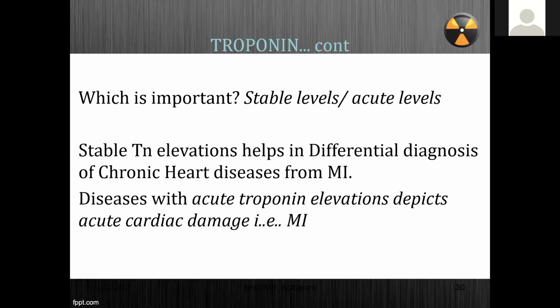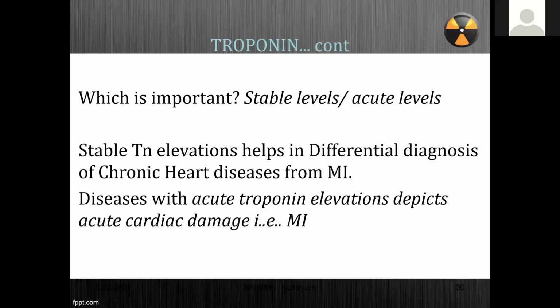A sharply raised level in a patient with a history of chest pain, with ST elevation MI and increased troponin levels, you can blindly say MI. A patient with chest pain with no ST elevation, but troponin levels elevated, yes, then also MI. But when the patient is admitted for nearly 10 days and all the 10 days has the same levels, then you can say that it helps in the differential diagnosis of chronic heart disease. If there are acute troponin elevations, then you can say it's an acute cardiac damage. Sudden, sharp rise and fall, probably in 4 to 10 days, then it is MI.